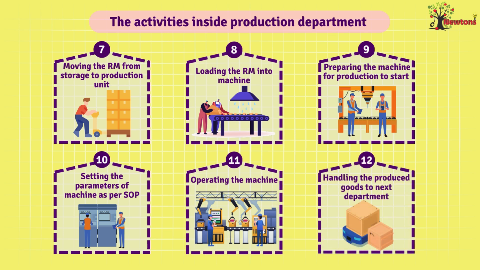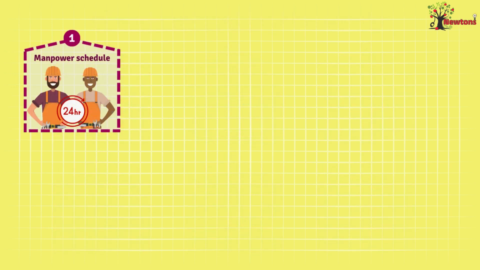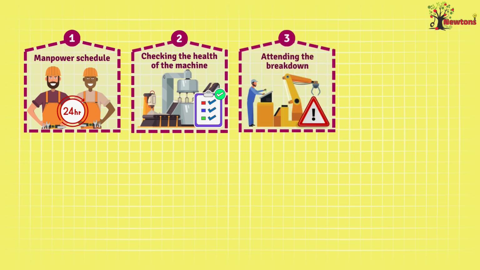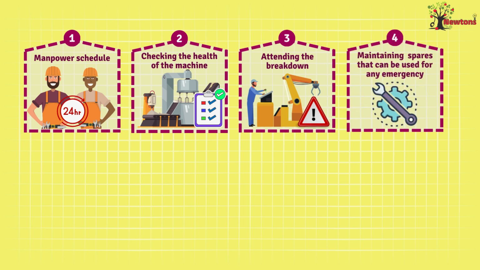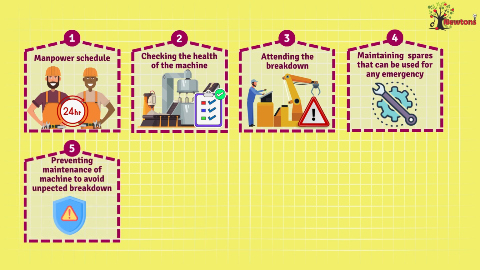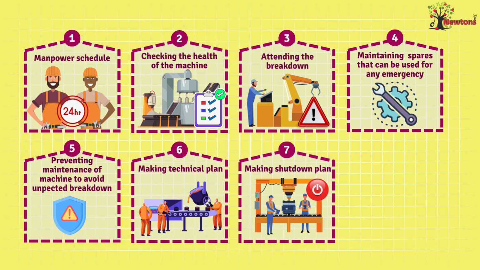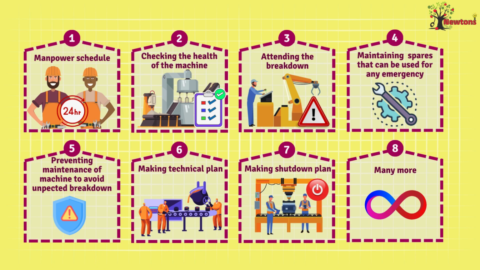Now there is a second set of activities that fall into a different category, like scheduling manpower for 24-hour production, checking machine health based on specific observation checklists, attending to breakdowns promptly and resolving issues, maintaining emergency spares to minimize breakdown duration, performing preventive maintenance to prevent unexpected failures, developing technical plans to enhance machine performance and product quality, planning shutdowns for repairing or replacing significant equipment to improve machine performance, and many more activities beyond this.